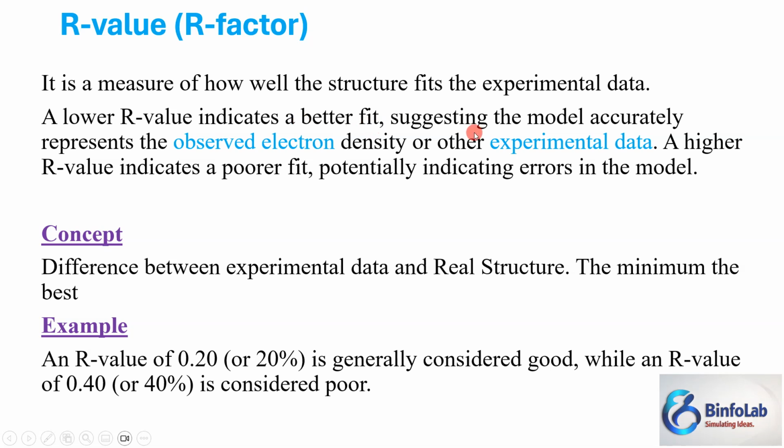I explained why, suggesting the model accurately represents the observed electron density or other experimental data. A higher R value indicates a poor fit, and it indicates potential model error. So if you have the choice to select a structure from the PDB, because most of the time a PDB contains more than one structure for that protein, there are certain suggestions I would provide in this slide, like which one you will select.